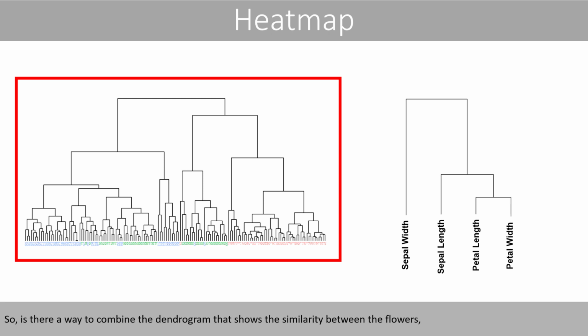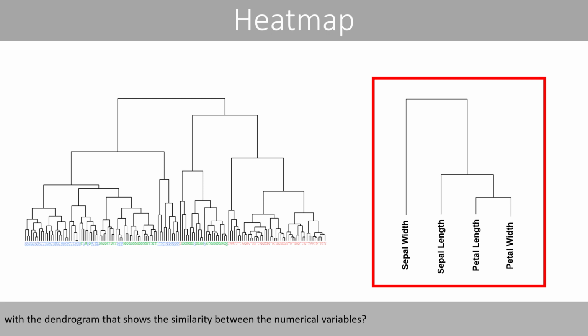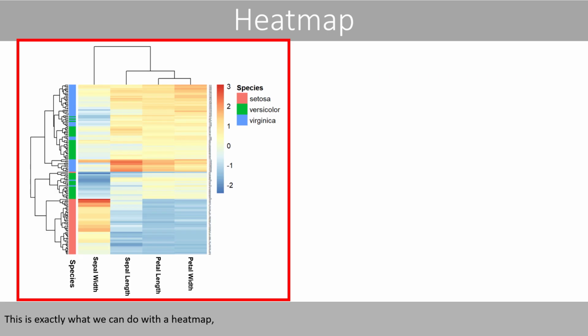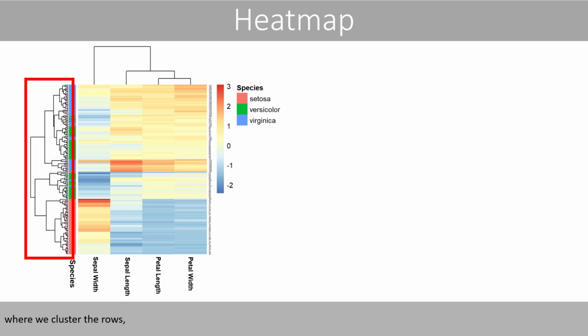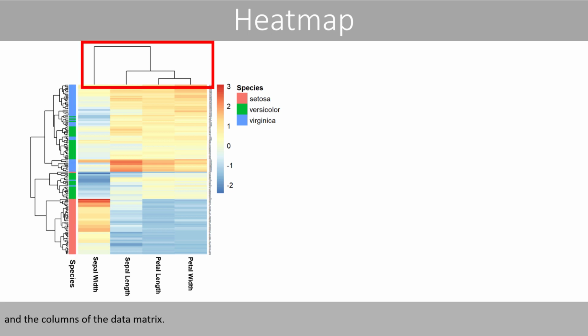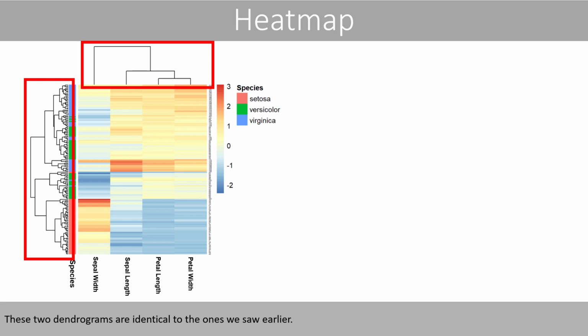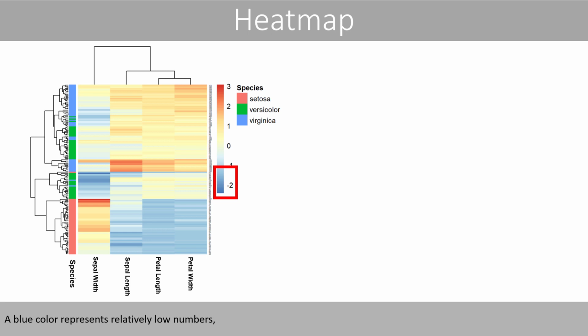So, is there a way to combine the dendrogram that shows the similarity between the flowers with a dendrogram that shows the similarity between the numerical variables? This is exactly what we can do with the heat map, where we cluster the rows and the columns of the data matrix. These two dendrograms are identical to the ones we saw earlier. A blue color represents relatively low numbers, whereas a red color represents relatively large numbers.